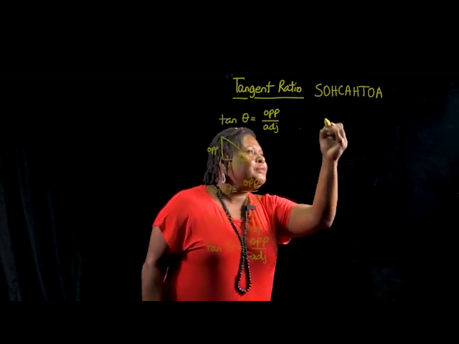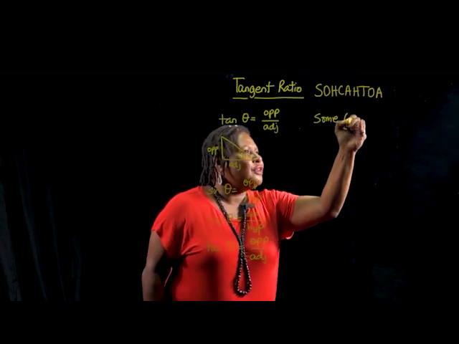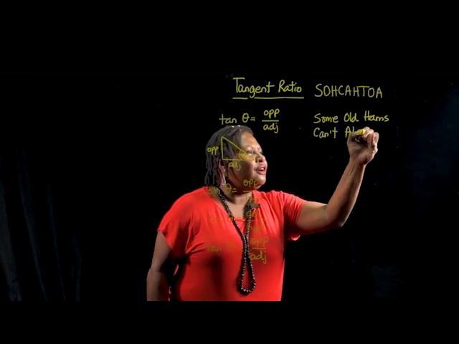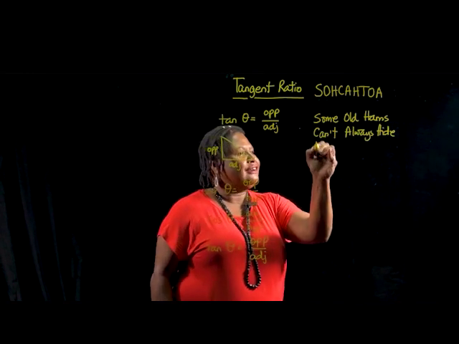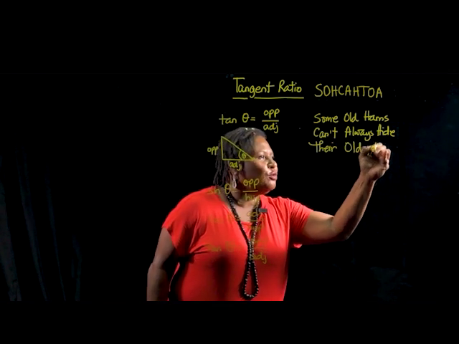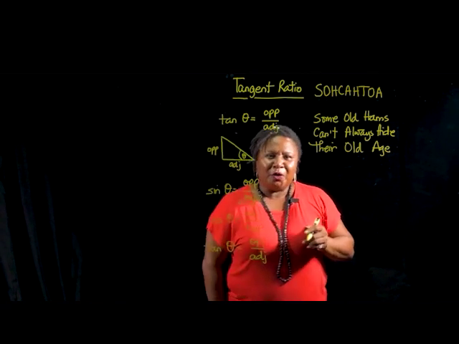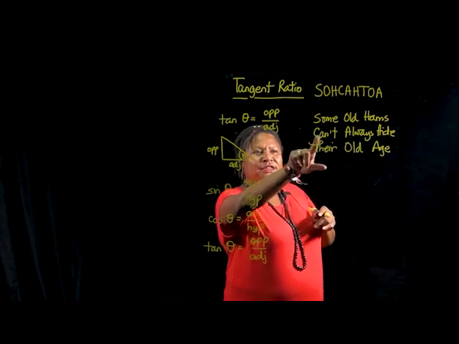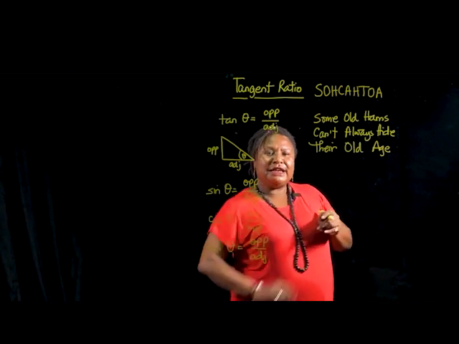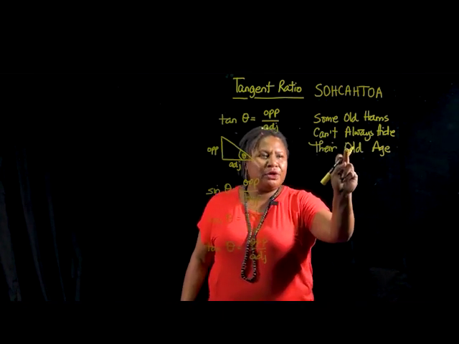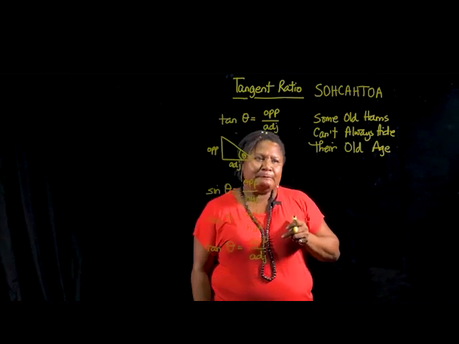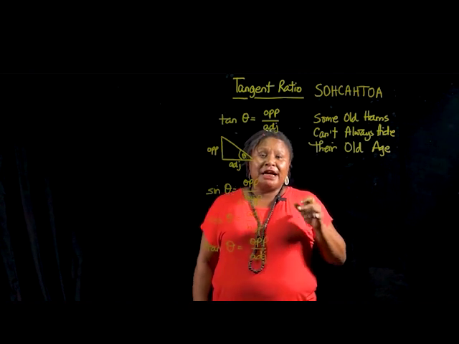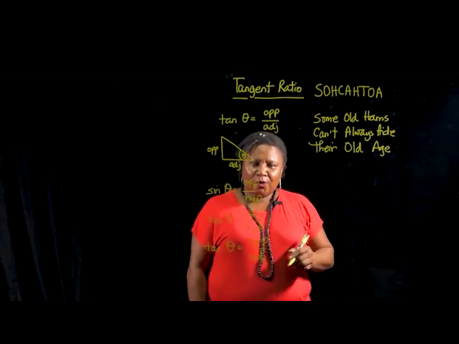Let's write that down. Some old hens can't always hide their old age. So you can see sine, opposite, hypotenuse, cosine, adjacent, hypotenuse, and the last ratio, tangent, equal to opposite over adjacent. SOHCAHTOA is the first acronym you can use, and you can also use this one, which says some old hens can't always hide their old age.